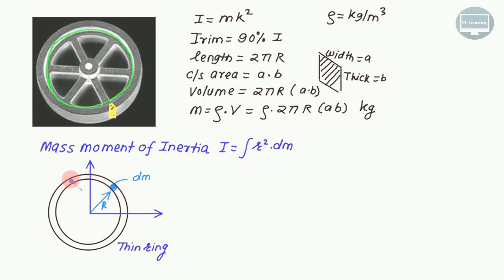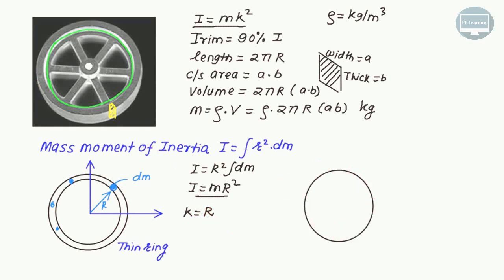So is the mass, anywhere you take, at a constant distance r? So is the value of r here variable or a constant value? Constant value. So this r is replaced outside, r square times the integral of dm, and is the integral of dm the total mass? So the value of I for this case is m r square. So if you compare this equation and this equation, is the radius of gyration the same as the radius r?